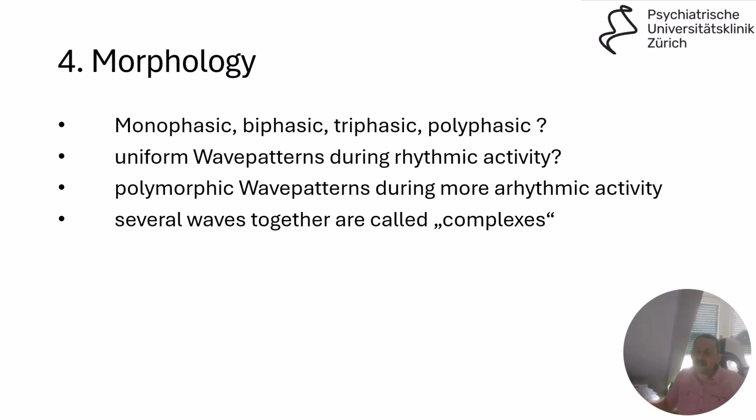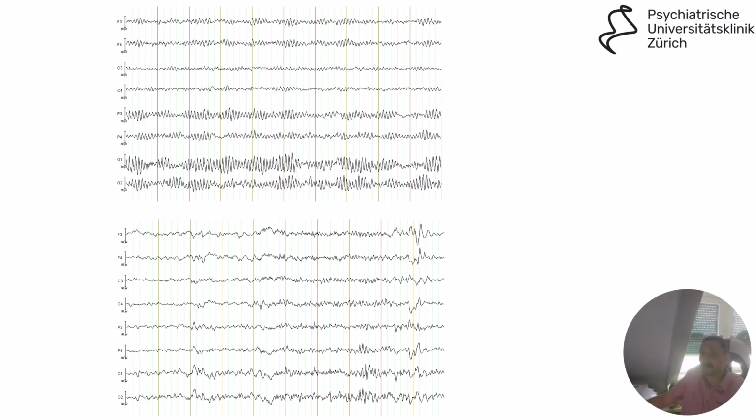And then you look at the morphology of the waves, and this is just a description. You look, are they monophasic, biphasic, triphasic, or polyphasic waves? So that means how the phases of the waves are. And then you look if there are uniform patterns or rhythmic activity, or if there are polymorphic wave patterns during more arrhythmic activity. And here you see the example.